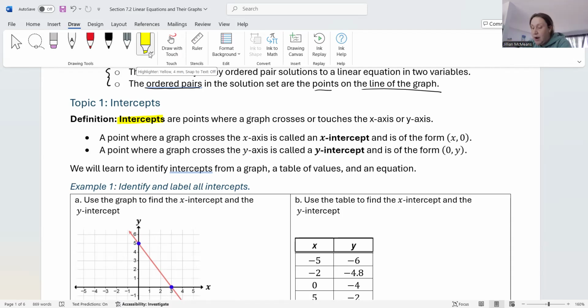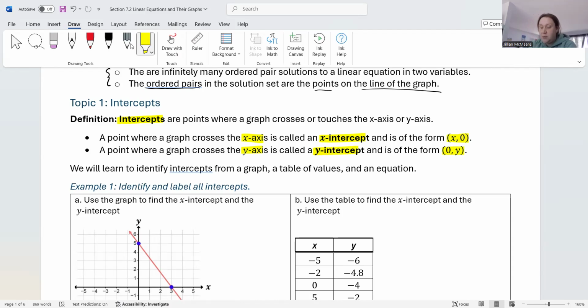So a point where a graph crosses the x-axis is called an x-intercept, and it is always going to be of the form, like ordered pair form, x comma 0. And I'll explain why in just a second, okay? And then a point where a graph crosses the y-axis is called a y-intercept, okay? And it is always going to have an ordered pair of the form 0 comma some y value, okay?